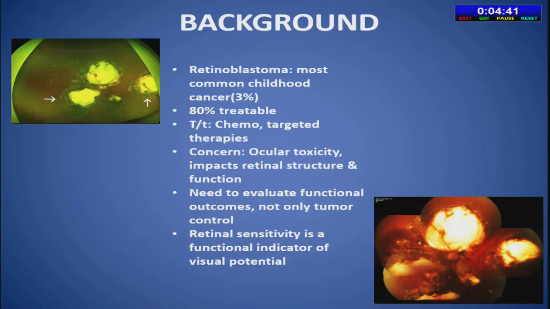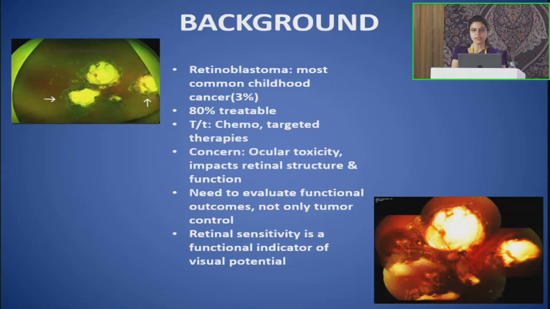As we know, retinoblastoma is the most common neoplasm of pediatric cancer, comprising around 3%, wherein 80% are treatable. In high-income countries, more than 95% have a cure rate. The treatment includes conventional chemotherapy and various targeted therapies with the modern treatments. But the concern is the ocular toxicity, which impacts the retinal structure and the function.